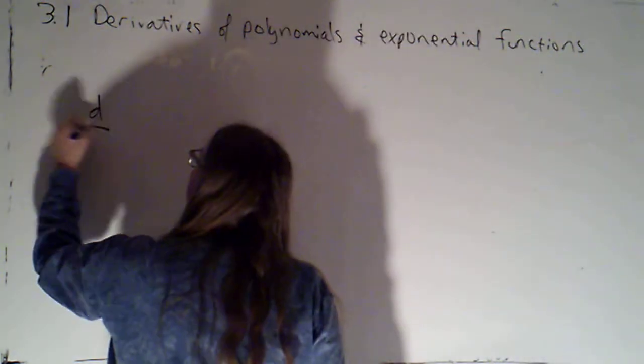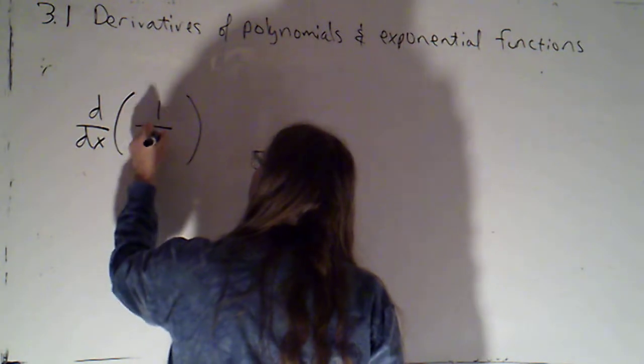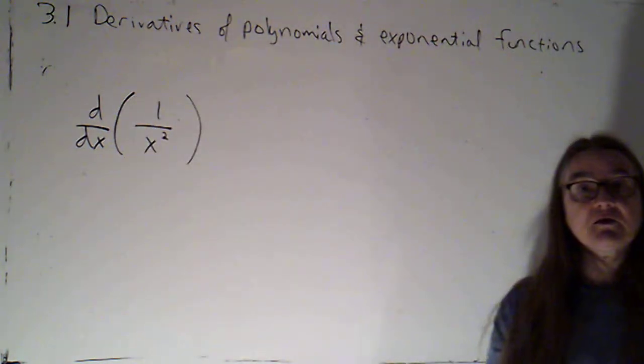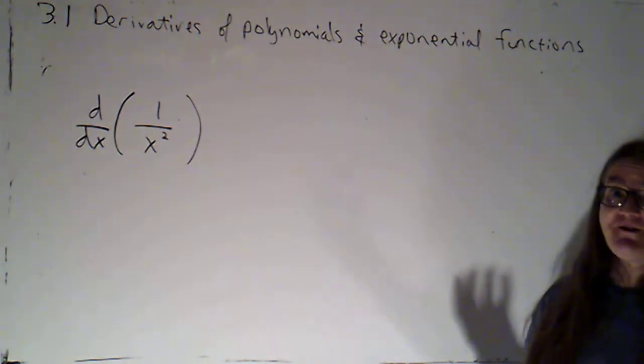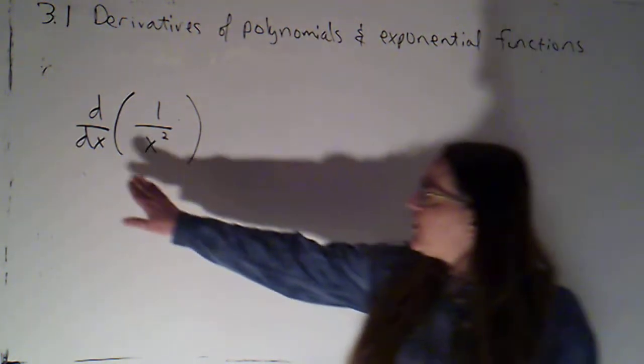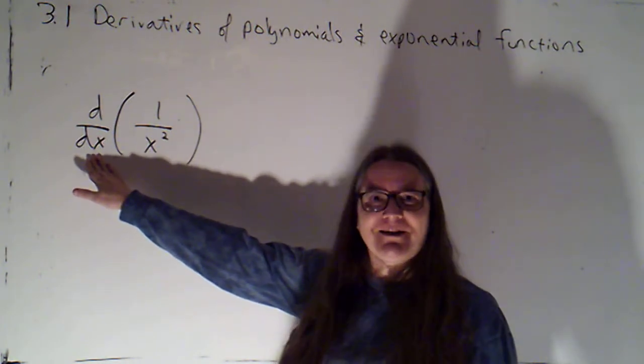Now, the power rule will also allow me to take the derivative of 1 over x squared. It will allow me to take the derivative of reciprocals of powers. Okay. You'll notice I'm using this d by dx notation. It's a huge time saver.